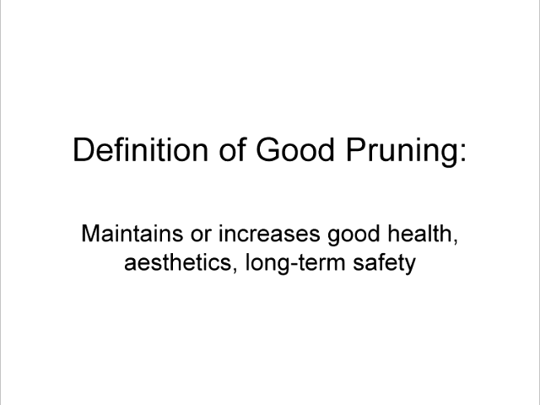Let's start out with a definition of good pruning. Good pruning gets whatever you want from your tree or shrub, but while we do that, we maintain or increase the good health, aesthetics, and long-term safety in the case of trees. So pruning isn't anything we do for the trees themselves. Pruning is something we do because we want to change something to our benefit. Trees do a pretty good job on their own, growing and doing well. Our pruning is for our own purposes.